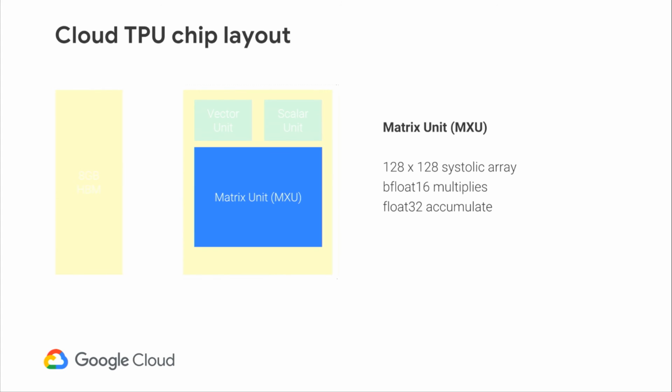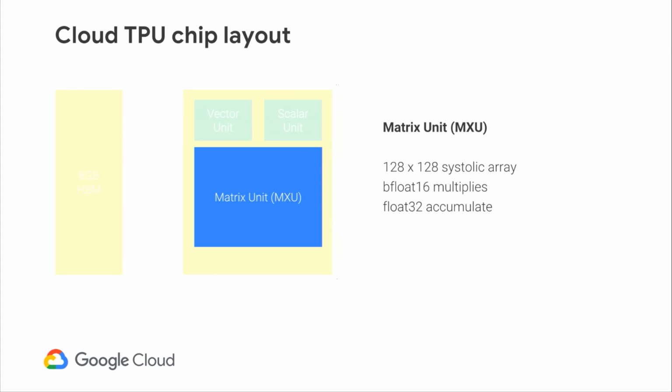Now, focusing on this matrix unit, it's actually a 128 by 128 systolic array. Systolic arrays are an old idea in chip architecture, but they're newly relevant now that we have these deep learning models that have many, many layers and consist of many matrix operations, often on these gigantic matrices.